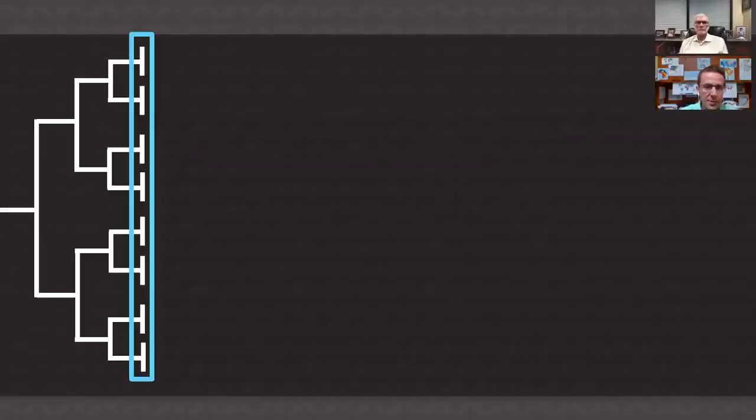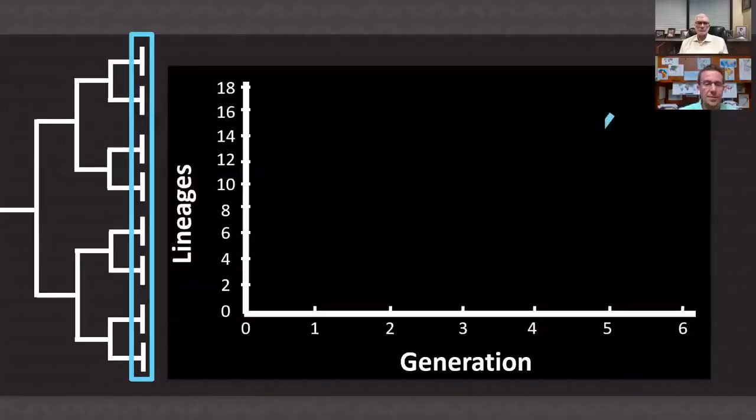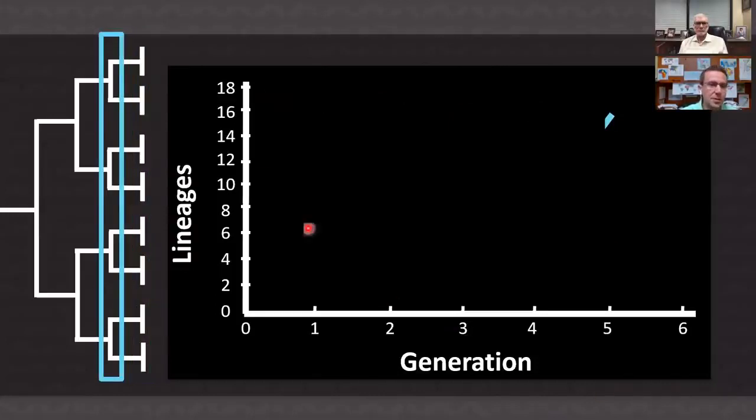So right now, today, generation 5, there are 16 men alive. So we can plot this. Down here is generation 1, 2, 3, 4, 5, and there's 16 men that are alive. So let's now move backwards to generation 4, the previous generation. Well, there's 2, 4, 6, 8 branches here. We can plot that at generation 4.